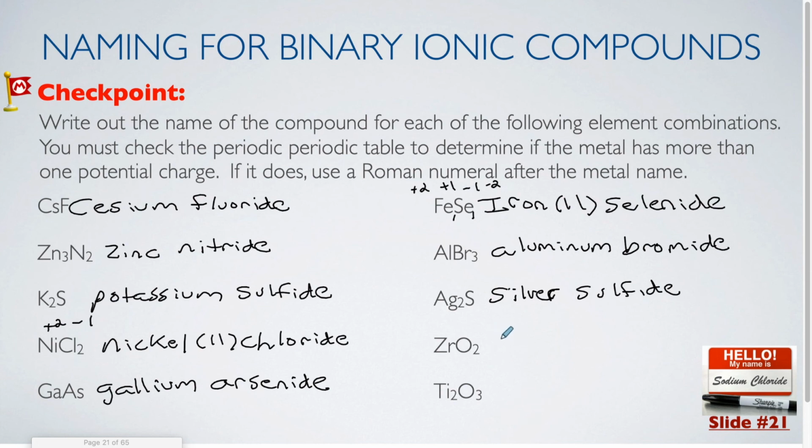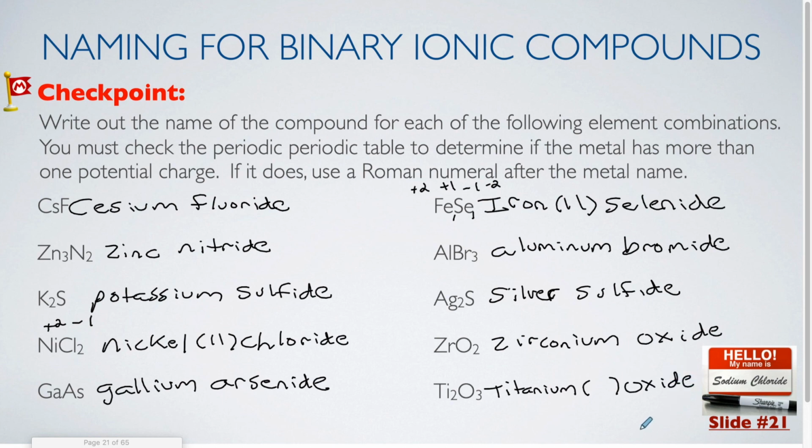Next up we have Zr. Zr is zirconium. Zirconium always has the same charge, so we can ignore the parentheses and move on to the nonmetal. Oxygen becomes oxide. In our final example, we have titanium, and titanium has more than one charge, so we're going to need the parentheses. Oxygen, of course, is still going to be oxide.